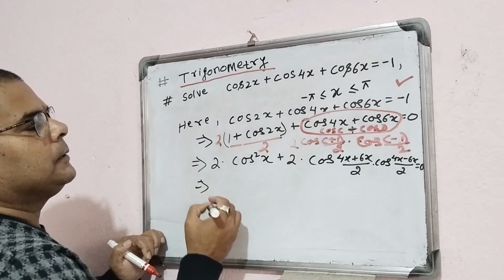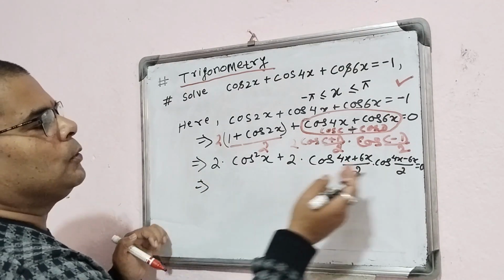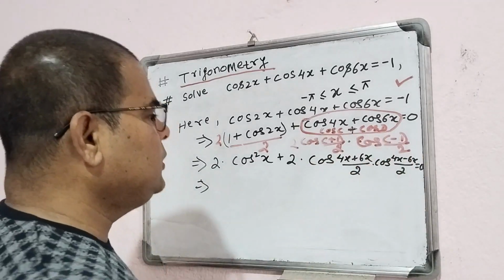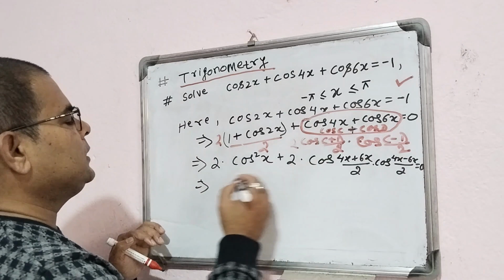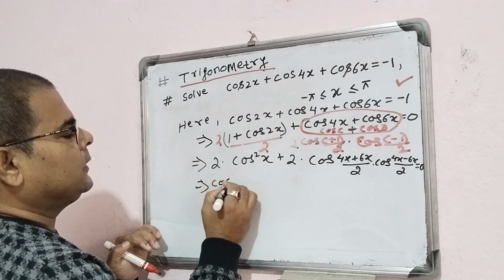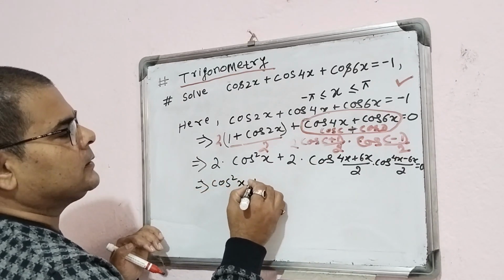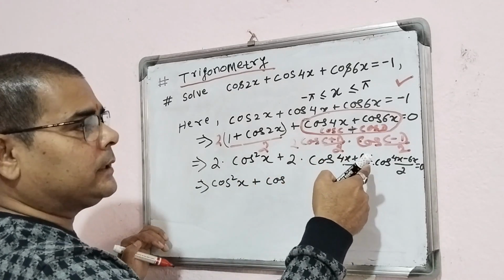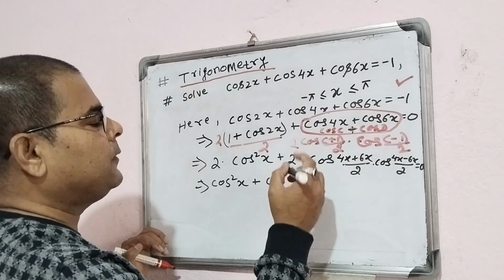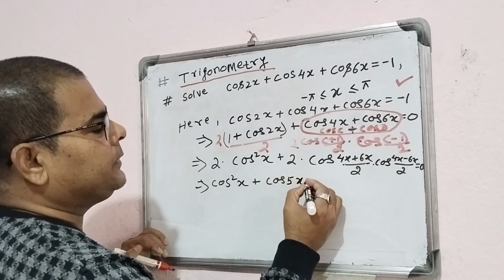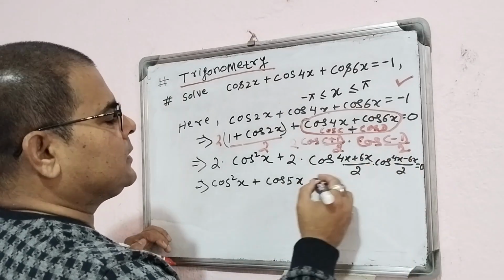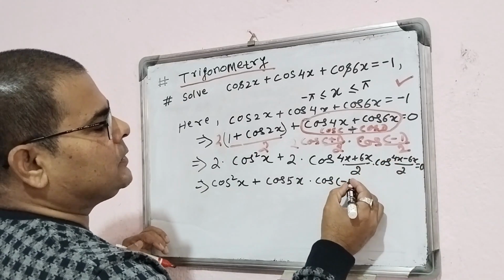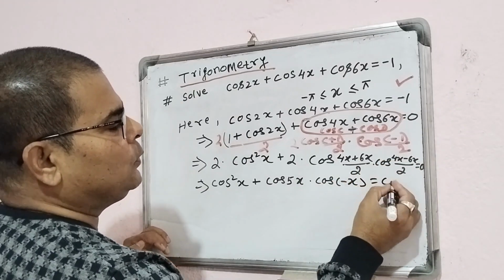Now you can see that 2 is common, and if you transpose this to the other side, 0 divided by 2 will be 0, so I am not writing this term. So here in these two terms, let's go further. It is cos square x plus cos, you can check, 4x plus 6x is 10x, divided by 2 is 5x. So cos 5x is here, times cos of 4x minus 6x, which is cos of minus 2x, divided by 2 is minus x, equals 0.